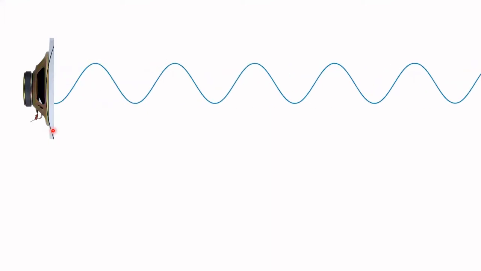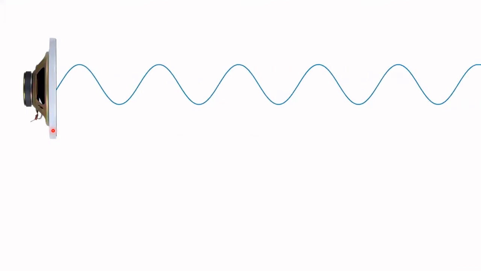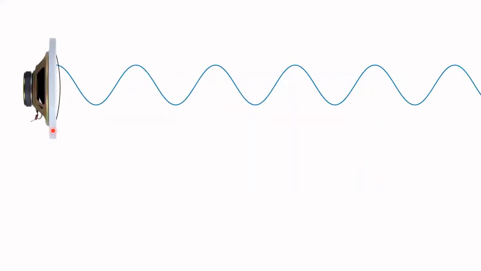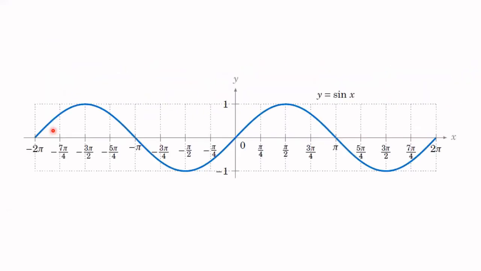And let me just cycle through these so you get a little mental animation. So as the speaker membrane oscillates back and forth, let's do that one more time. The wave continues to move forward. Here I go. Speaker cone is oscillating sinusoidally and producing sinusoidal waves.